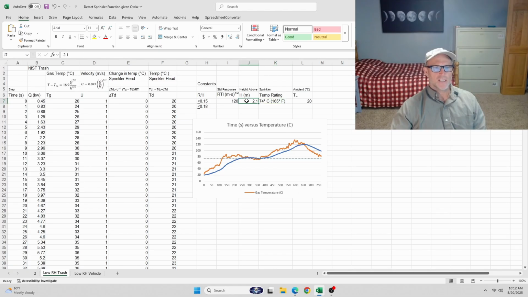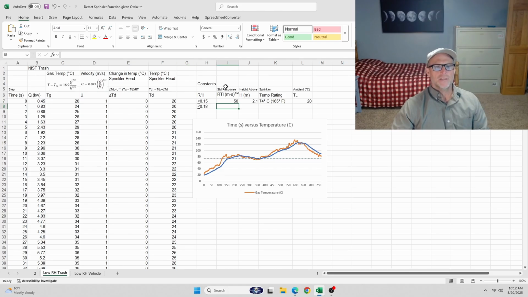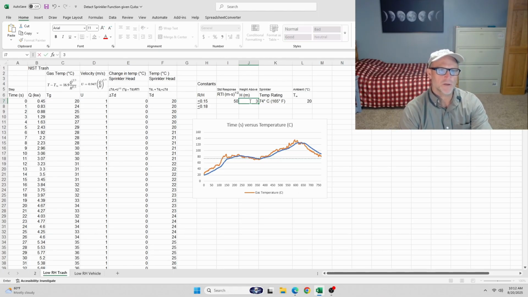Now there's one other aspect of this I want to point out. I'm going to go back to a quick response head, an RTI of 50, and take a look at your height. Your height plays a factor. If you have a standard 8-foot ceiling room with a trash can, you'd expect your response to be much quicker in comparison with, let's say, a 10-foot or a 12-foot ceiling. I'm going to jump this up. In this case, I'm going to go 3 meters.